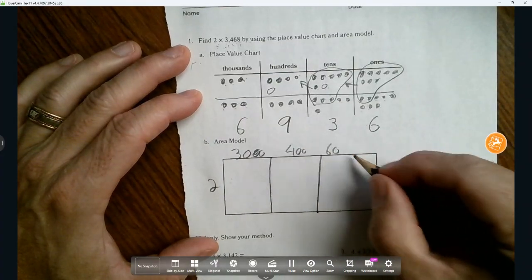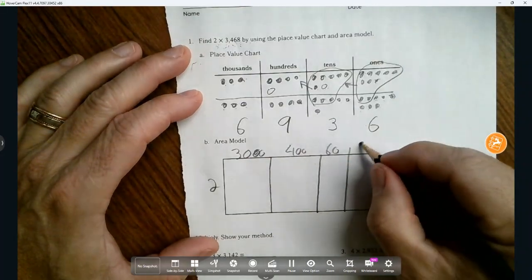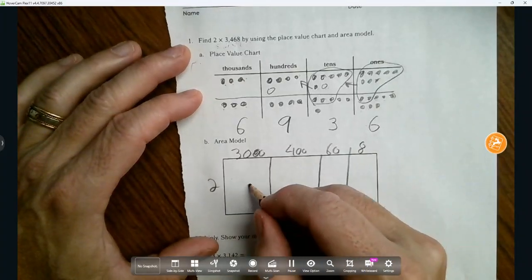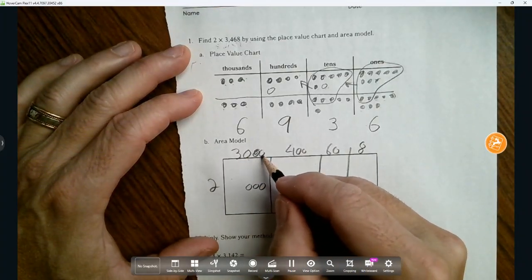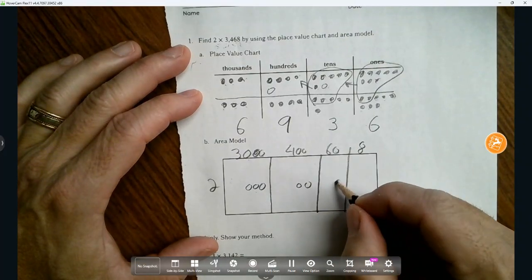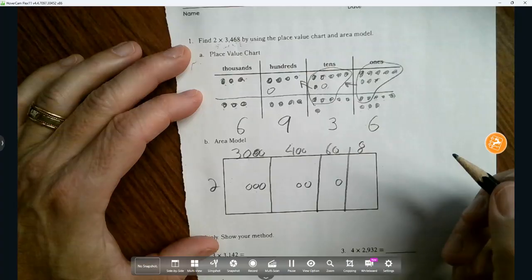We have 6 tens, and we have 8 ones. So I just cheat and do this. I have 3 zeros, I'm putting 3 zeros. I have 2 zeros, I'm putting 2 zeros. I have 1 zero, I'm putting 1 zero. So now I just multiply.